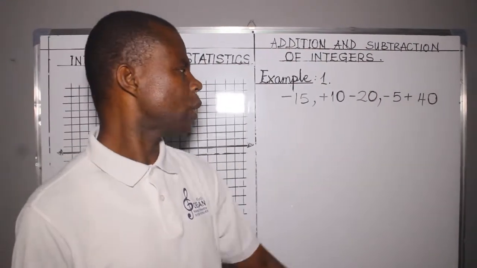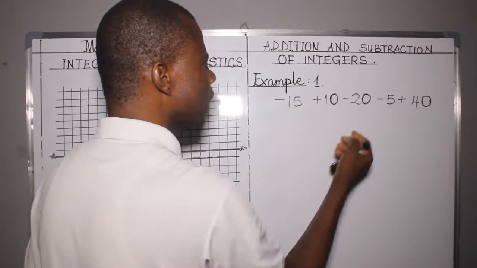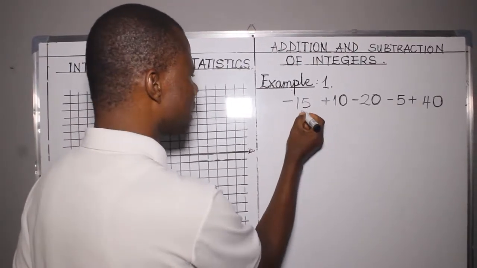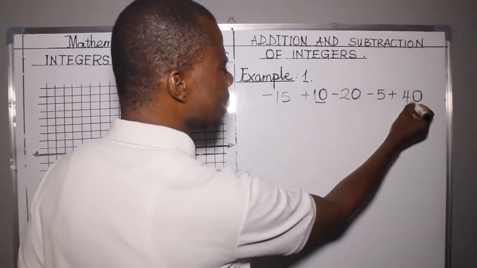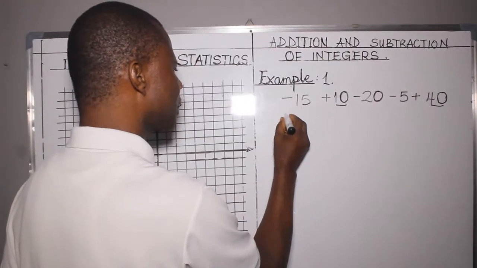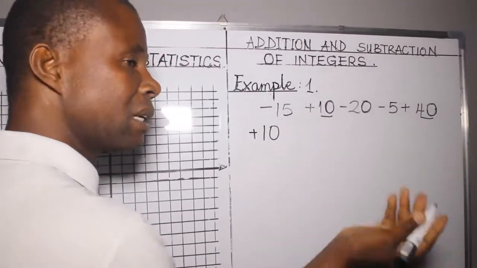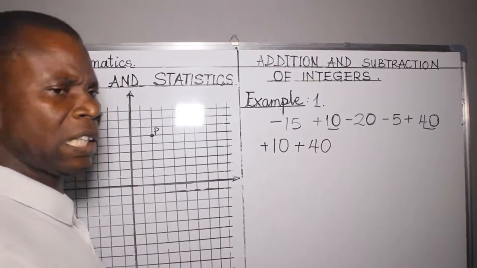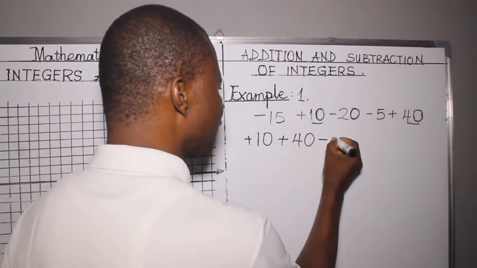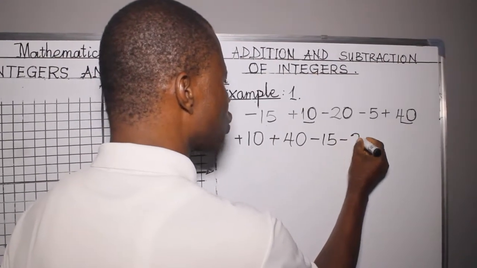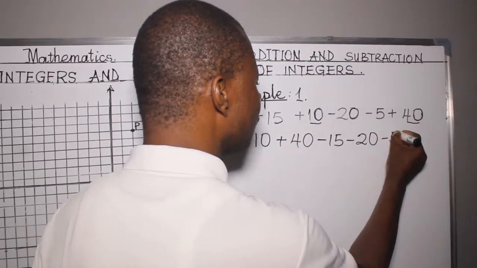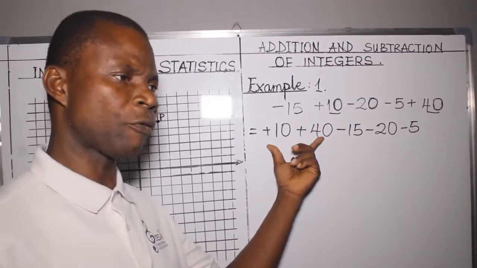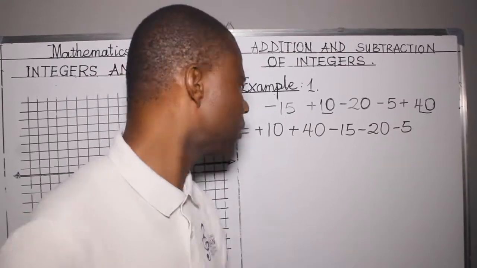To solve this question, the first thing we do is pick the positive figures first. So this is negative, we pick this positive, and this is positive. And therefore we have plus 10 plus 40. Then the negative integers now follow: minus 15, minus 20, and minus 5. This is step 1. The positive integers in front, the negative integers at the back.